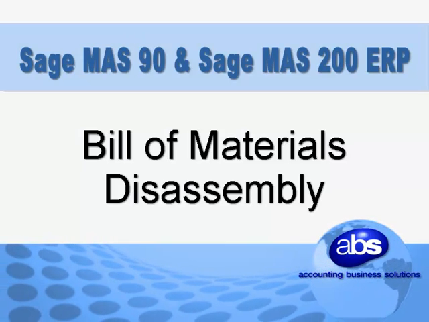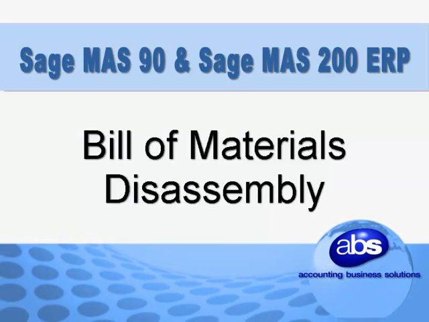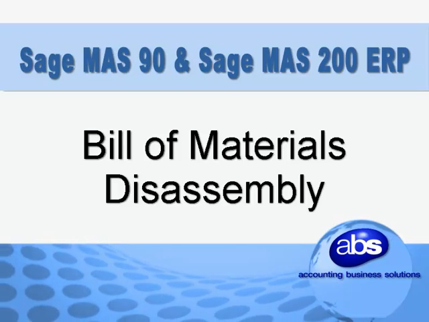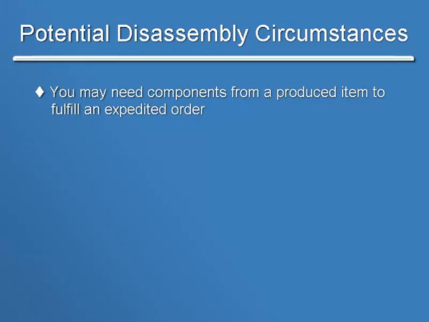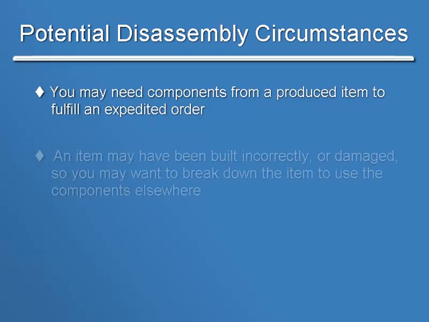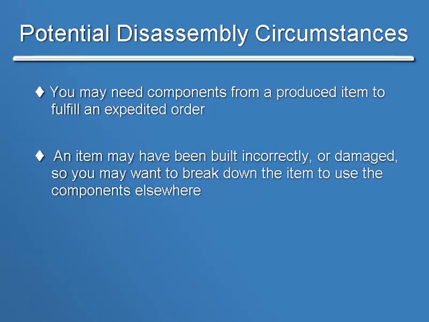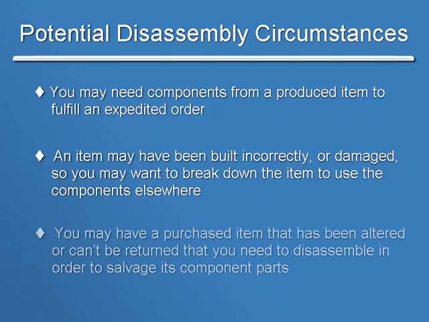In a manufacturing environment, situations may arise that would require you to disassemble a manufactured item. For example, you may need components from a produced item to fulfill an expedited order, or an item may have been built incorrectly or damaged, so you may want to break down the item to use the components elsewhere, or you may have a purchased item that has been altered or can't be returned that you need to disassemble in order to salvage its component parts.